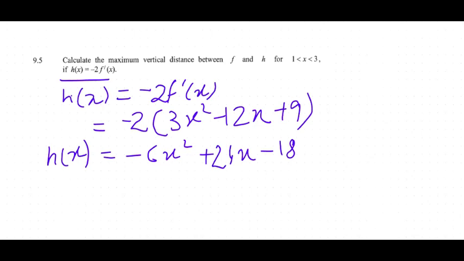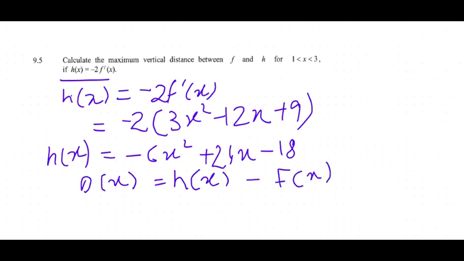Now we have to determine the distance function for x between 1 and 3. This means h of x is greater than or equal to f of x. So the vertical distance is d of x, and d of x equals h of x minus f of x. We get the difference, the distance function. We have h of x as minus 6x squared plus 24x minus 18.